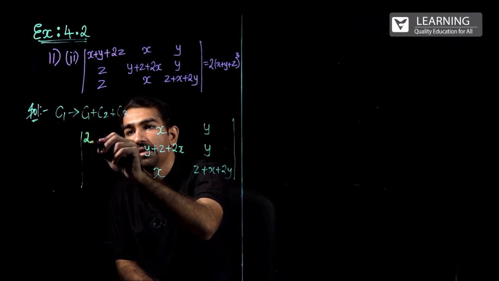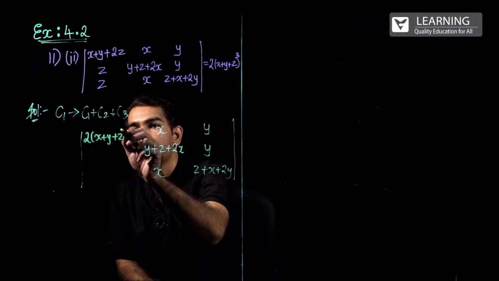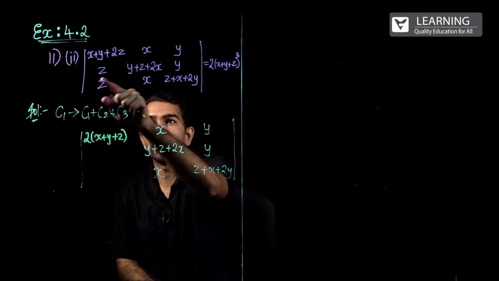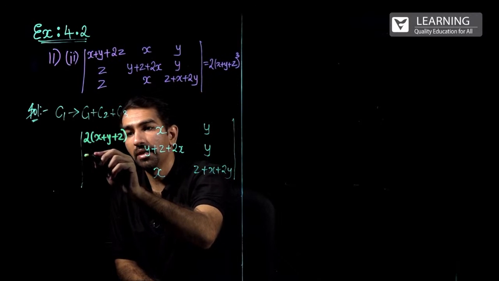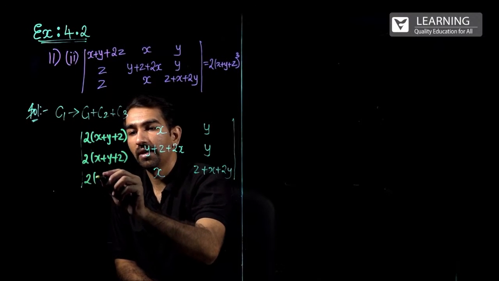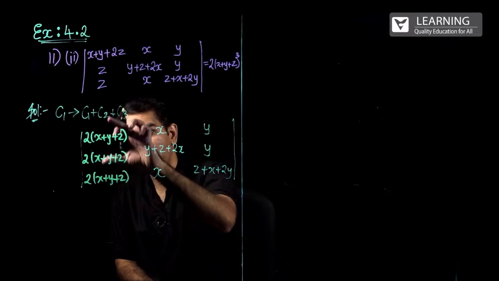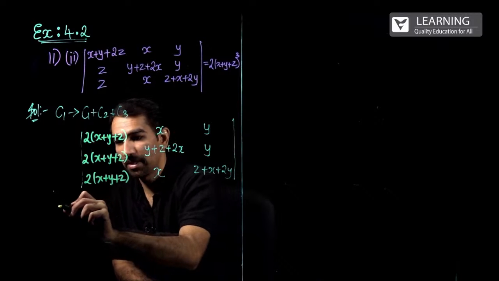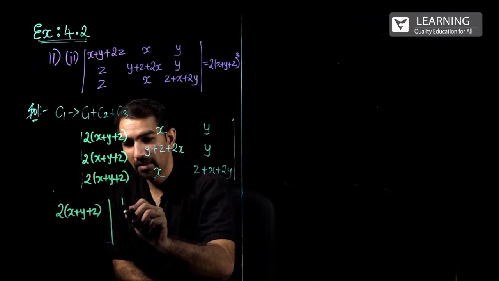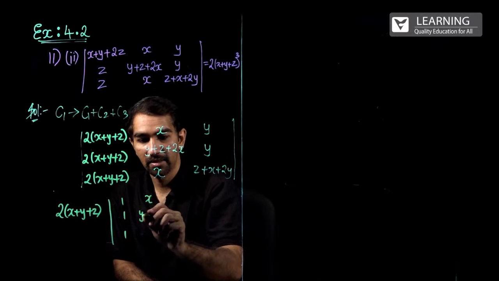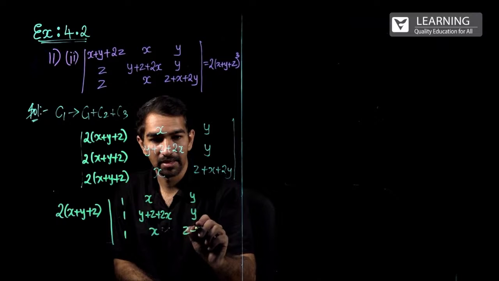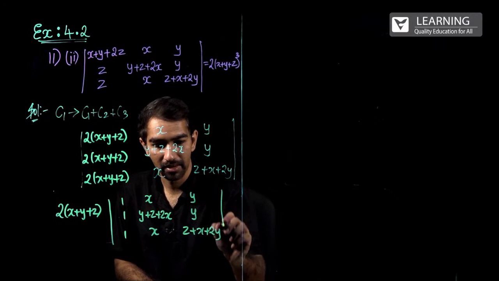So take out 2 common, what will remain? X plus y plus z. Same thing to this is getting added up. So z plus z is 2z, y is also getting added up, y plus y will be 2y, again 2 common, x plus y plus z. Same thing, 2 of x plus y plus z. So from column 1, what can we take common now? 2 of x plus y plus z. So 2 of x plus y plus z, if you take out common, what is going to remain inside? 1, 1 and 1. Here it will be x, y plus z plus 2x, x again, y, z plus x plus 2y. This is our determinant.